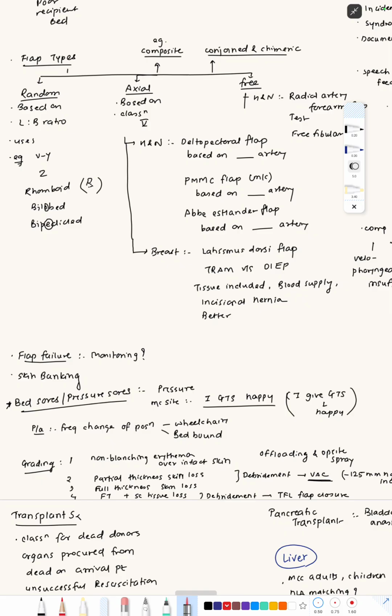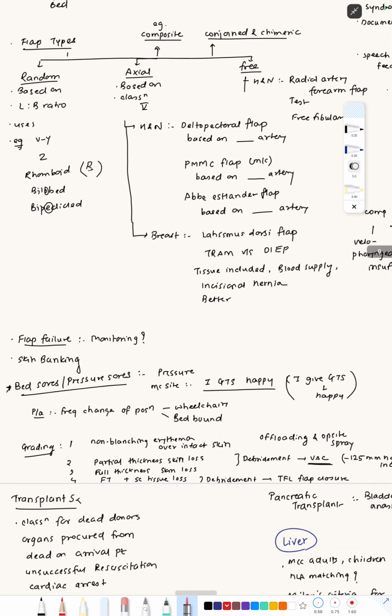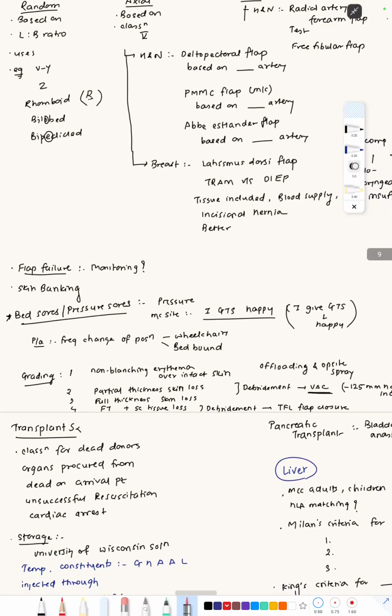Now the next is the bed sore. The pressure required for the bed sore, the pressure source, is 30 mmHg, the same as that of the compartment pressure. Now the most common sites are given by this mnemonic: I saw JTs and I feel happy. So I stands for ischium, which is the most common site, followed by greater trochanter, sacrum, and H, that is going to be heel. So this is the mnemonic.